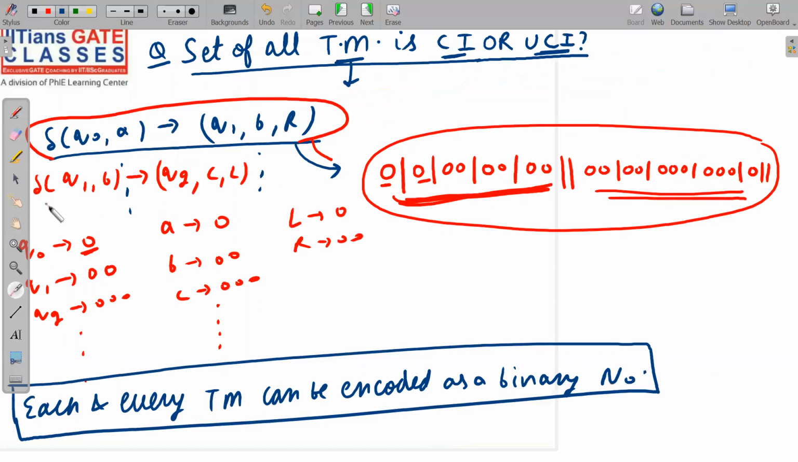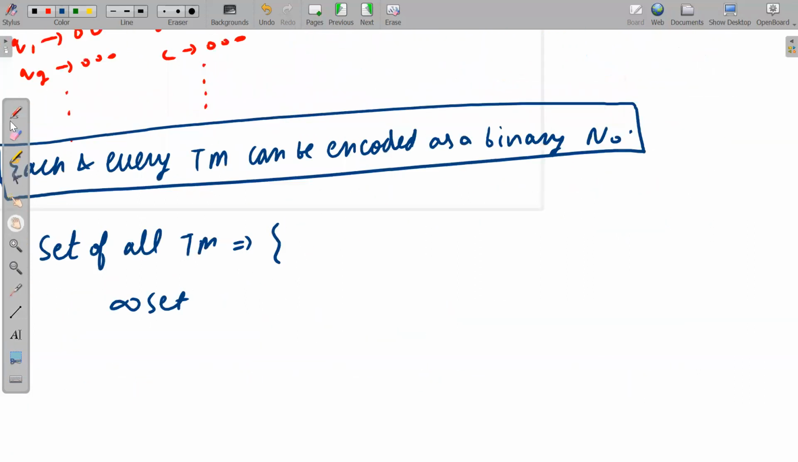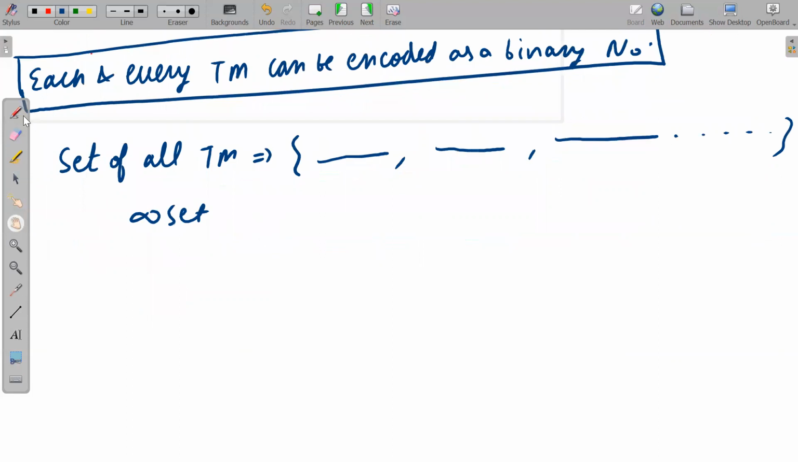We will have strings like this. Big strings, but it hardly matters to me. We will have binary strings: first string, then second string, then third string, and so on. Now see carefully. This is what? This is the set of all Turing machines, let me call it L.